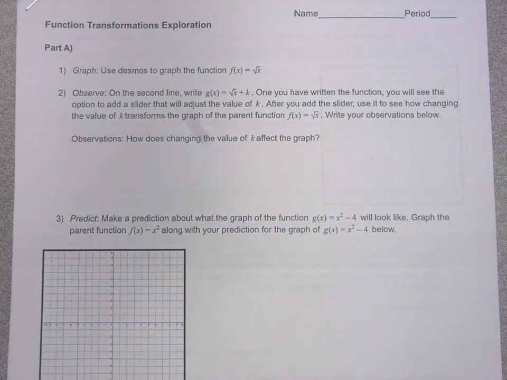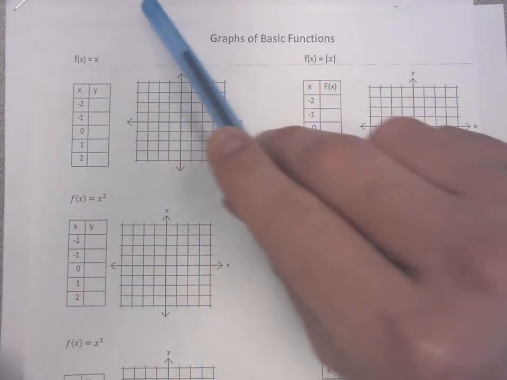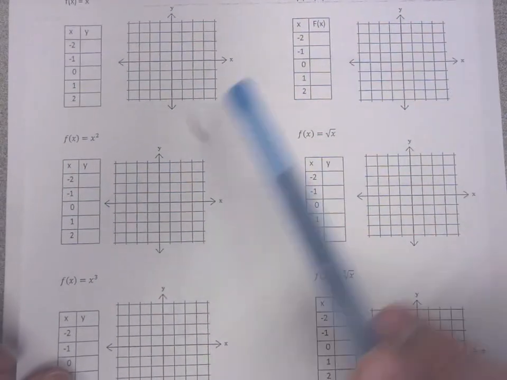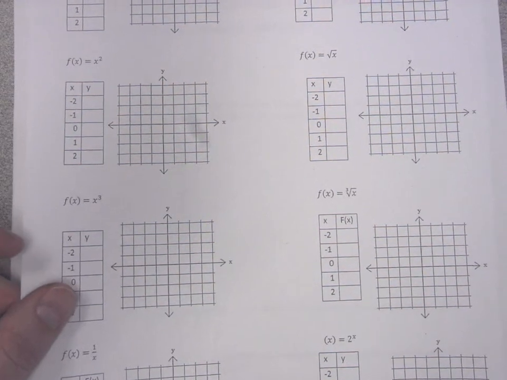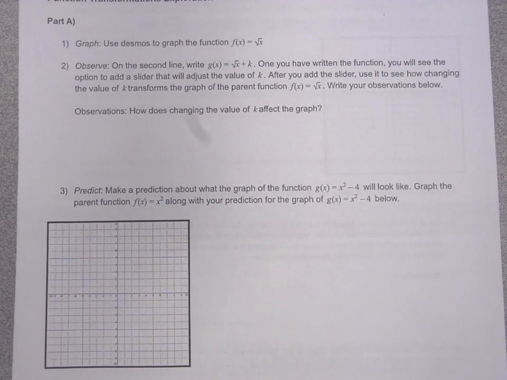functions. With this, you're going to be using Desmos as a tool. You're also going to be using your graphs of basic functions handout, which looks like this. Those should already be filled out, so you have an understanding of what some of these basic functions look like, right? Absolute value, the quadratic, the square root, things like that. So this will be really helpful. I'm going to let you go through this on your own because I think the instructions are pretty clear, and you're going to use Desmos on a lot of it anyway.